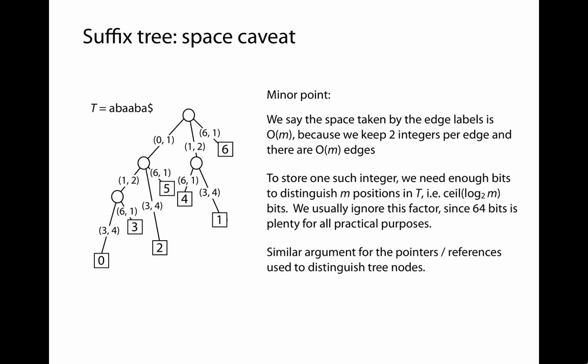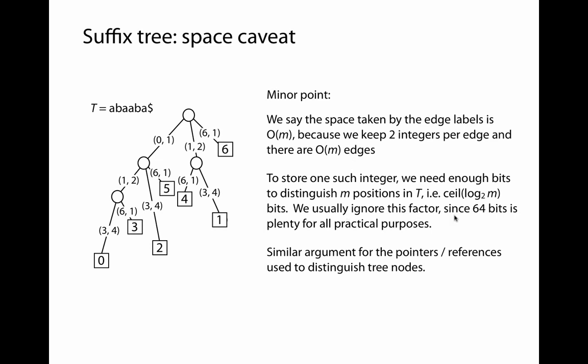So for example, this first integer in a pair is an offset into the text T. And in order to represent all of the offsets into the text T, we need enough bits to distinguish m positions, and that's the ceiling of the log base 2 of the number of positions in T. So that's this expression here. But we usually just ignore this factor. This does not appear in the bound that we report. We don't say it's order m times log base 2 of m.